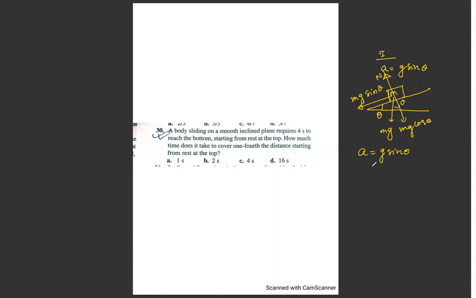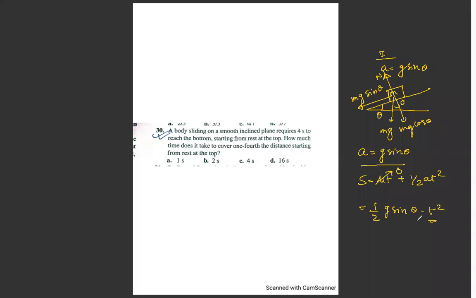How much time does it take to cover 1/4 of the distance starting from rest at the top? If you wish to complete 1/4 of the distance, it is constant acceleration, so this equation is equally valid: s = ut plus half at square. u is 0. So we can write here half g sine theta t square. Here you can use this equation.